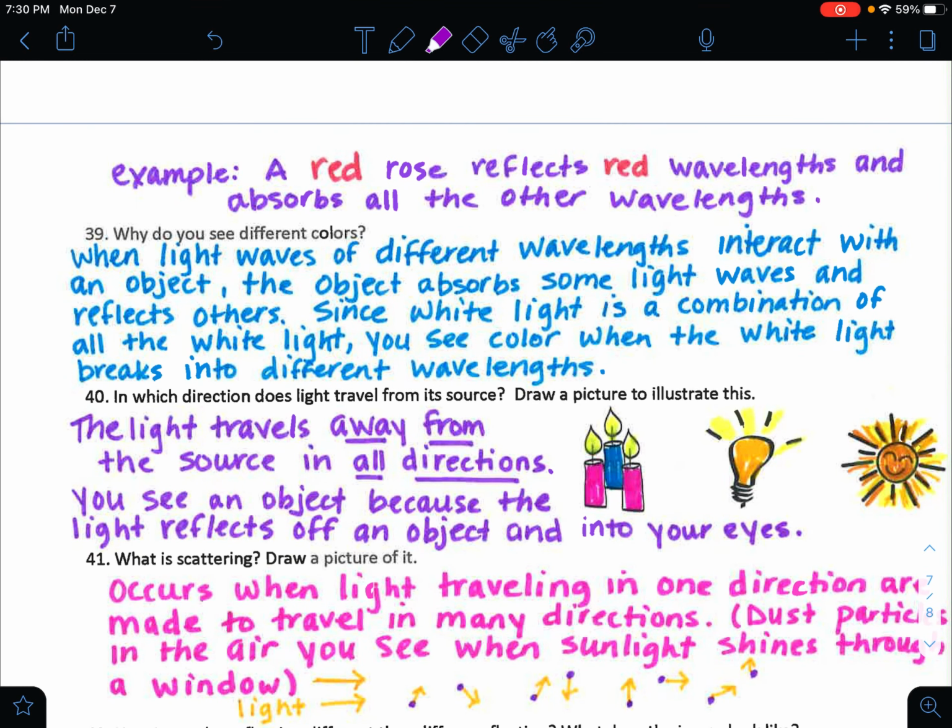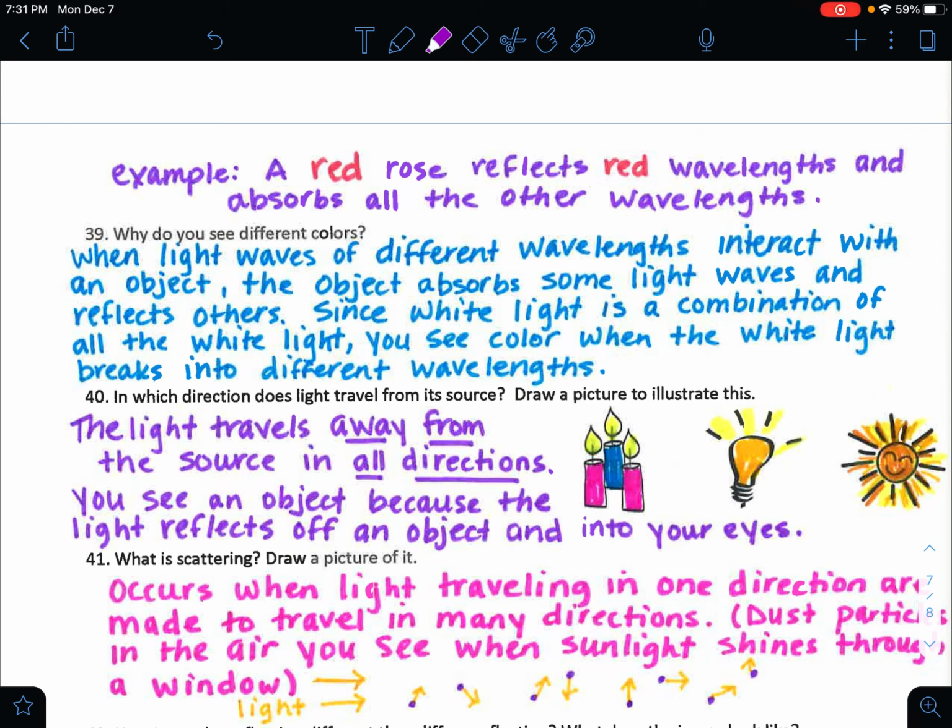Hang in there. Okay, so in which direction does light travel away from its source? Draw a picture to illustrate this. So we've got to have a light source first. That's something that emits its own light, or that we light like a candle, or we turn on like with electricity for a light bulb. Anything that emits its own light. We don't emit our own light.